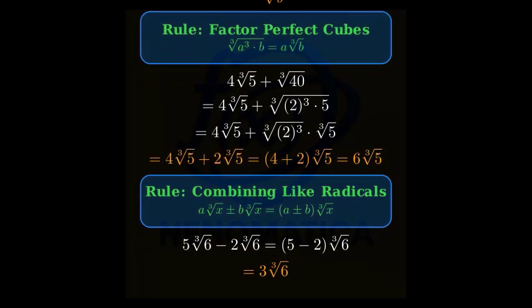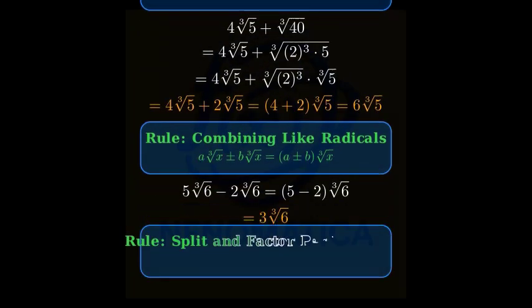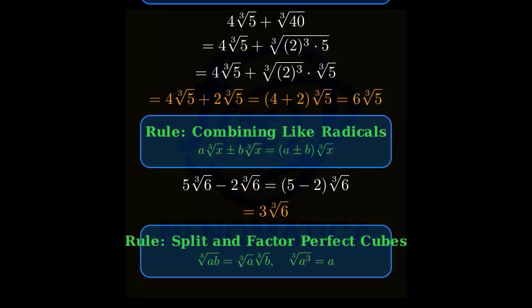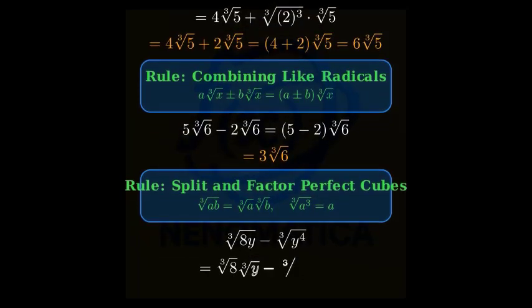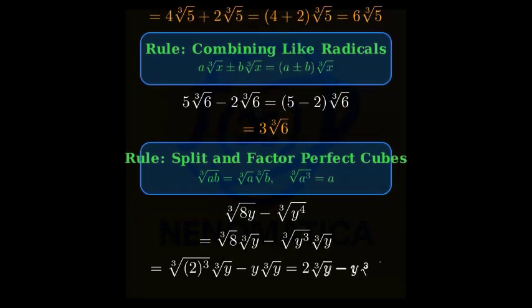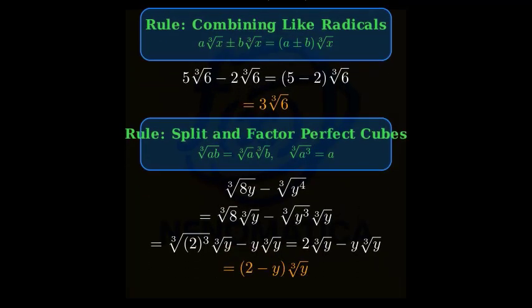Rule box: product rule for radicals and factoring perfect cubes. Step 5. Simplify cube root of 8y minus cube root of y to the 4th. Split each cube root into factors. Compute cube root of 2 cubed as 2, and cube root of y cubed as y. Now factor out cube root of y to write the result as (2 minus y) times cube root of y. Here are the simplified results in order.